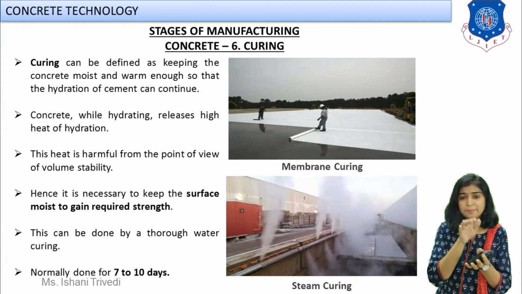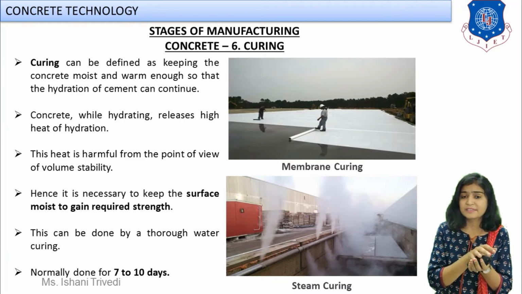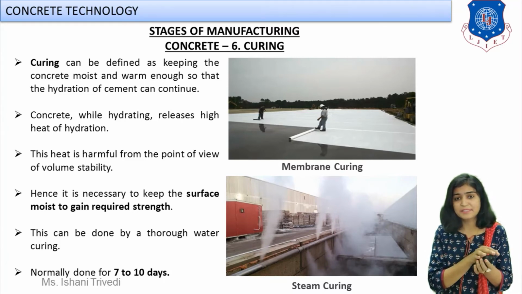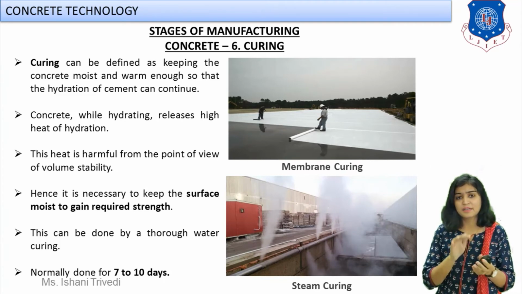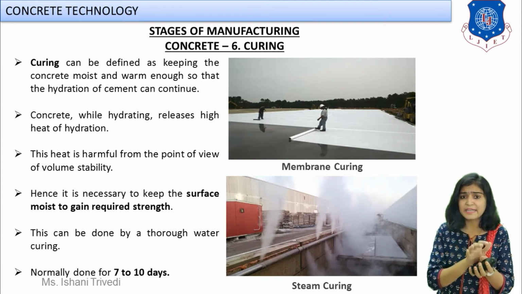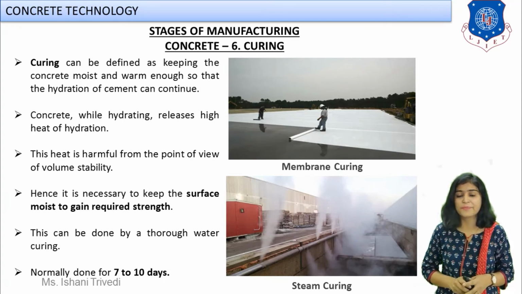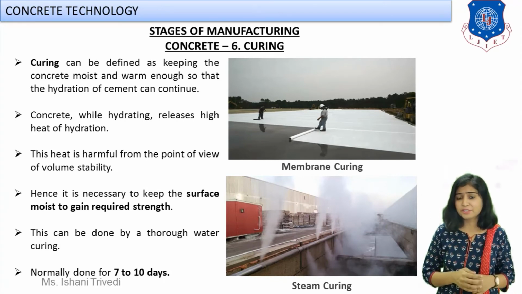This will keep the amount of heat energy limited, it will keep it trapped inside, and it will keep the internal structure cooler as compared to the outside atmosphere. Membrane curing can be done with two types of material. You can use white compounds and you can use bituminous compound.